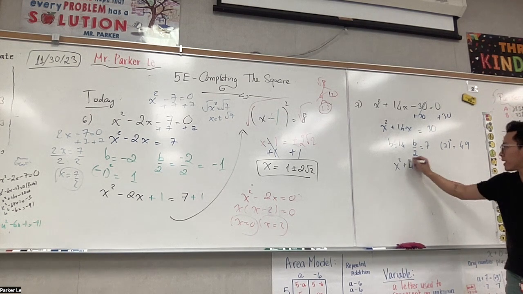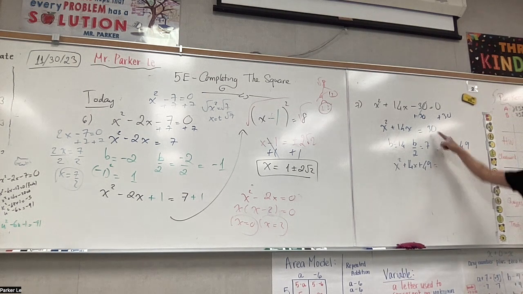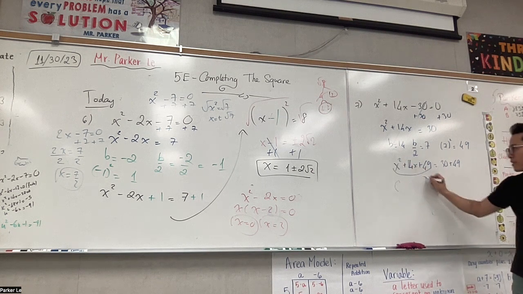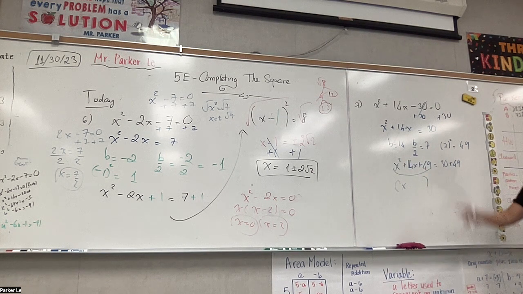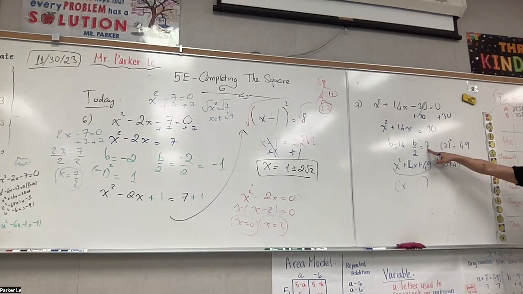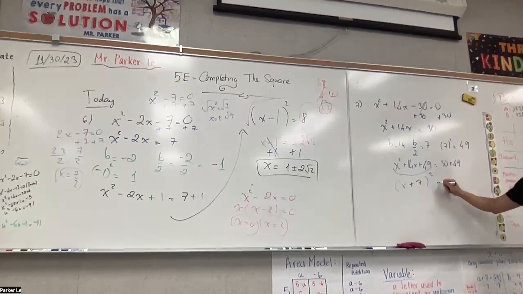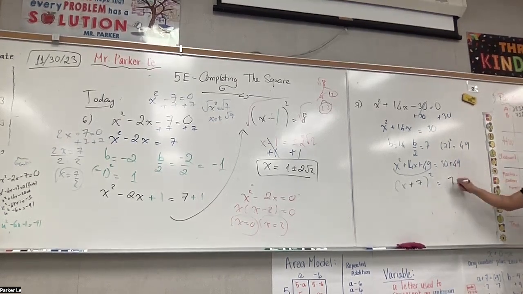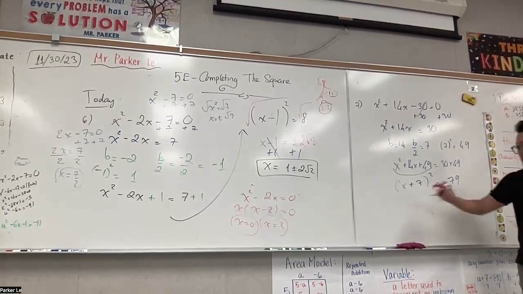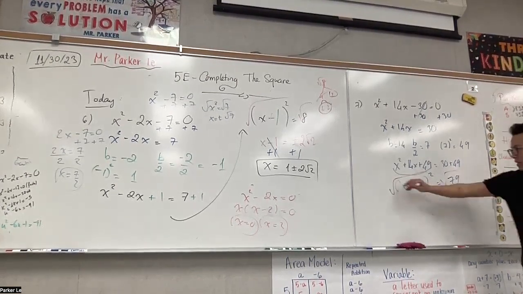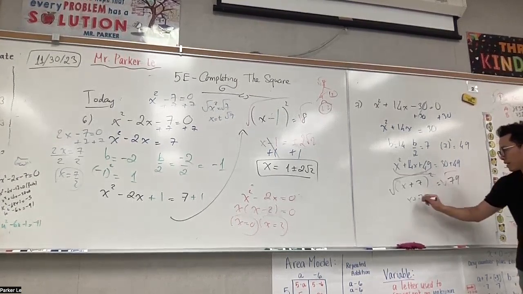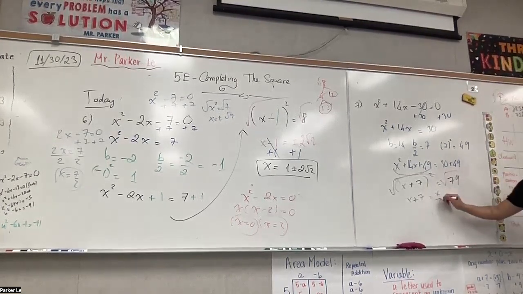x squared plus 14x plus 49. And then 30 and 49. This one automatically becomes what? b over 2. What is b over 2? Yeah, b over 2 is 7, so it's plus 7, squared. What is 30 plus 49? 79. Now you know how to do this, right? We learned this. You're gonna take the square root. So x plus 7 equal to plus minus. Don't forget the plus minus.